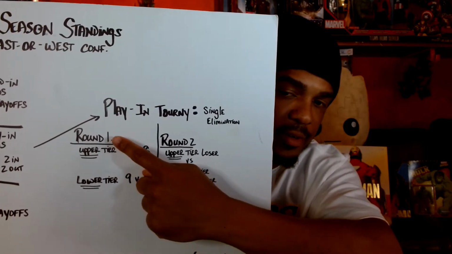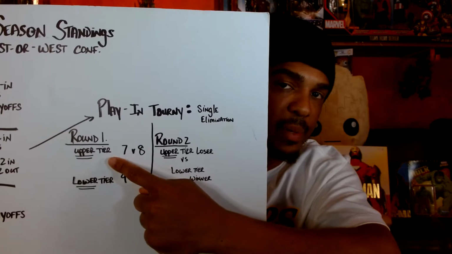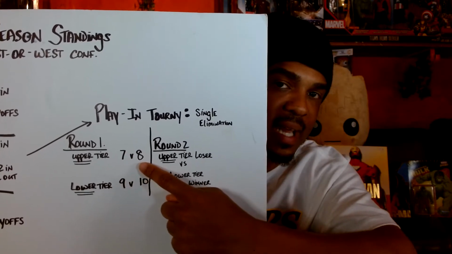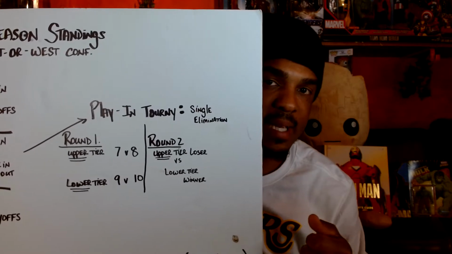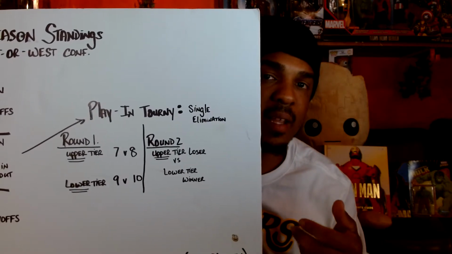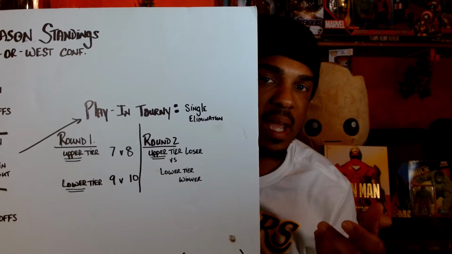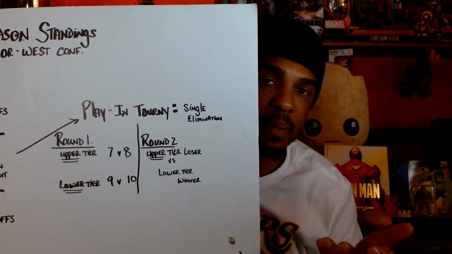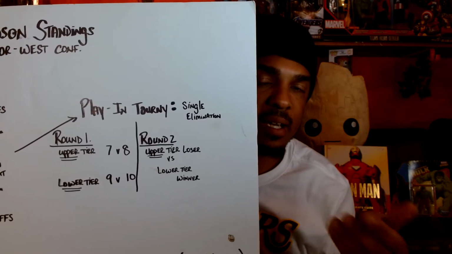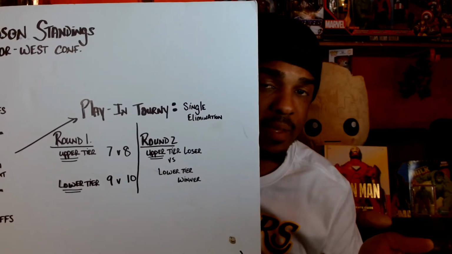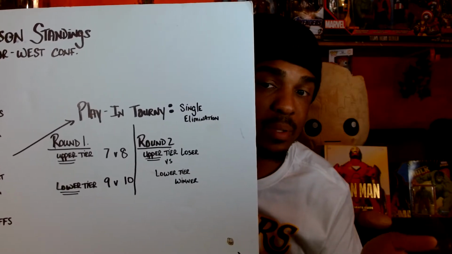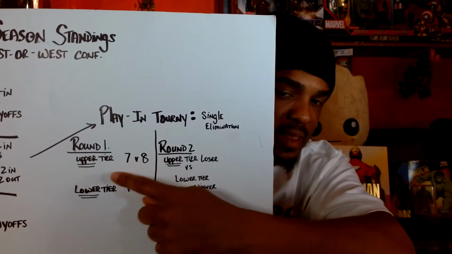So choose a conference. Round 1, there's going to be an upper tier, and the upper tier is going to be the 7th versus 8th. With the 7 versus 8, one of those teams is guaranteed to be the 7th seed. And the other team will be playing for the 8th seed. They could be that 8th seed at the end of the tournament for the playoffs, or they have the possibility of being out of the playoffs completely. So that's for the 7 and 8, the upper tier.